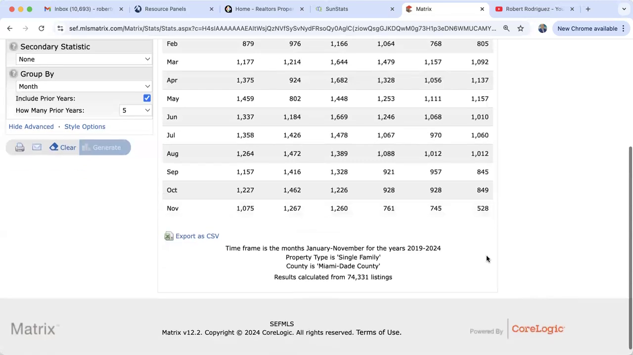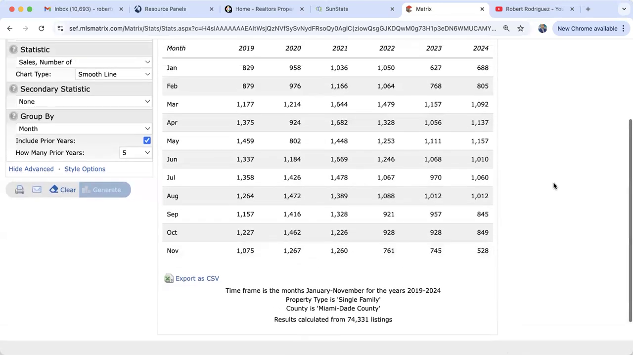And today is November 26th. We are standing at 528 listings sold, and we need to get to 745 to equal last year's total. So again, there's a slowdown, I believe, in the market. You'll see a trend where we're decreasing, for the most part, our sales volume this year when compared to last year.